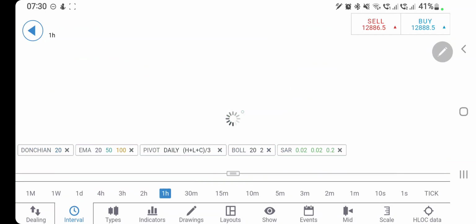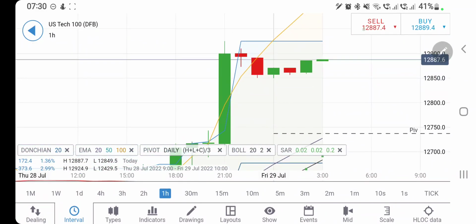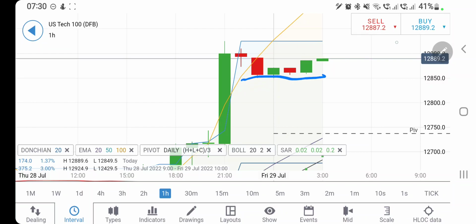So first start with the hourly charts. On the hourly charts, it is taking a support here at 12,850 levels. With that as support, it is trying to rise. If you see it trading below 12,850, go short there. The target is 12,800 and 12,750 levels. So 12,750 levels, very strong support there on the downside.